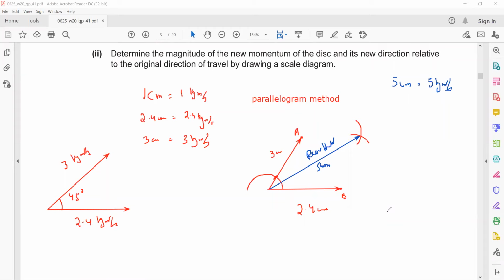The thing is, in the question they specify you should draw a scale diagram. A scale diagram means it should not be done with formulas, it should be done with measurements.